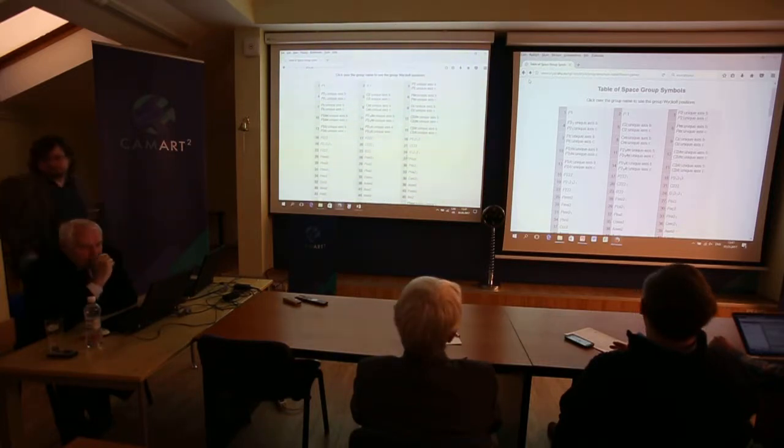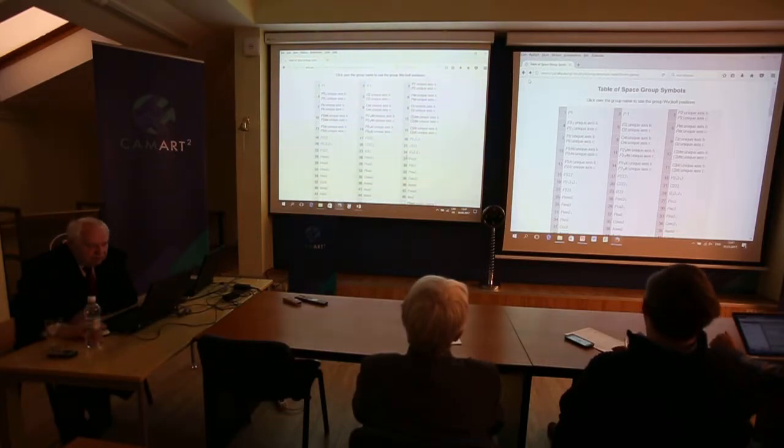What happens now? Now you have monoclinic lattices, space groups from number 3 till number 15. All of them are monoclinic. But from number 3 till number 7, these are simple monoclinic lattices without any C. And from 8 till 15, base-centered monoclinic lattices.